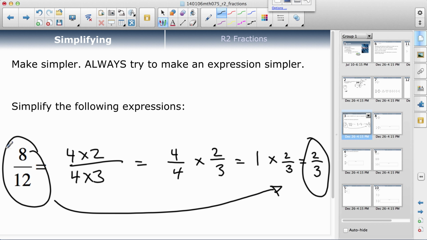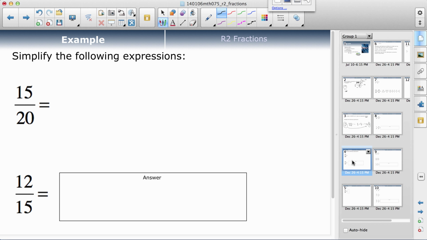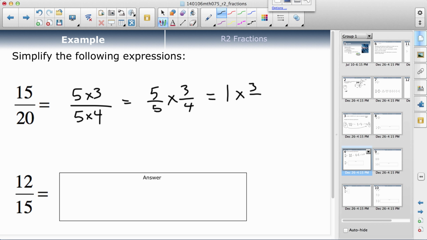If I'm given an answer like this, I always want to simplify it to an equivalent fraction that's in the simplest form possible. Okay, so here's another couple of examples. So 15 over 20, I can write that as 5 times 3. The bottom I can write as 5 times 4. Hey, the 5's match up, so that's 5 over 5 times 3 over 4. And 5 over 5 is 1. 1 times 3/4, of course, is 3/4.